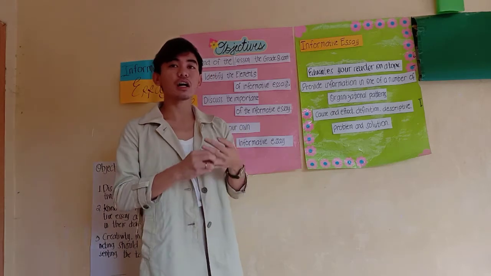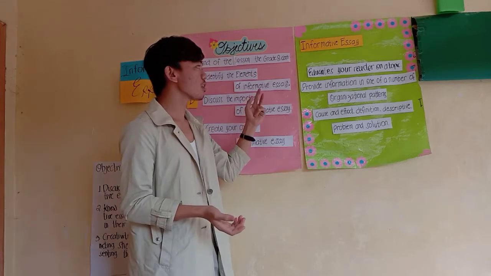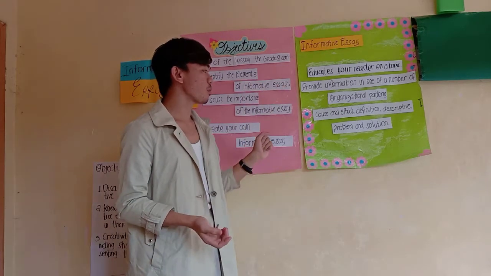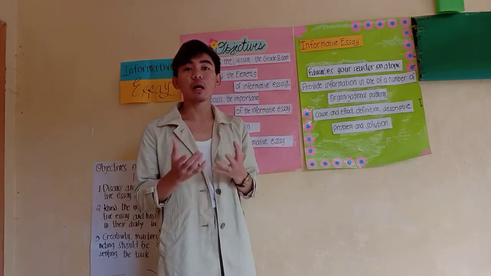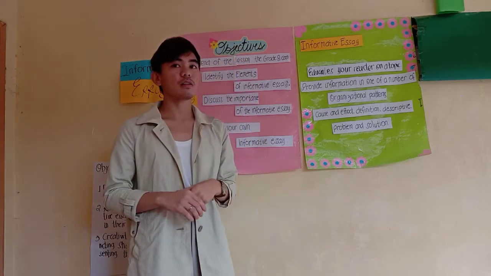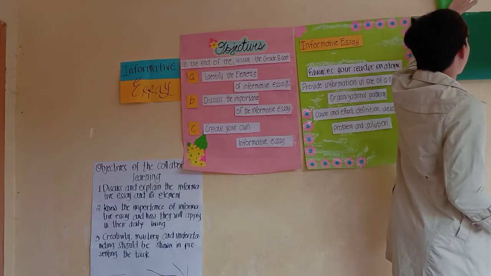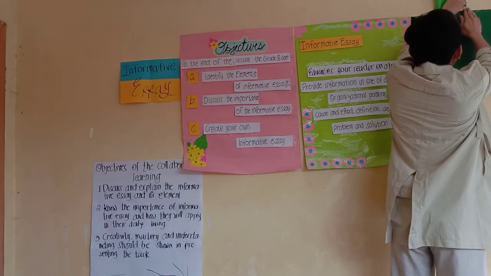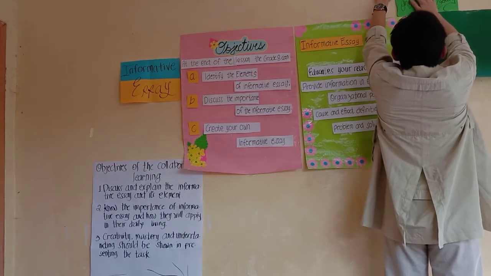In that topic of love, there are problems about love, and in your informative essay you also have a solution for that problem. So in an informative essay, we also have five elements. And what are those?